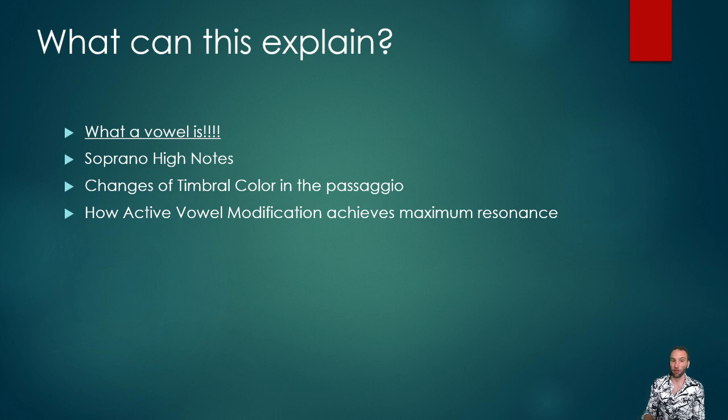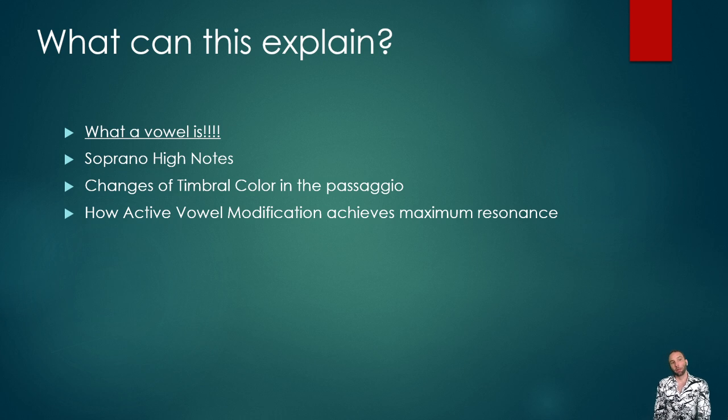Then going a step further, if we're going to start talking about how this affects pedagogy, we can talk about how soprano high notes change vowel colors because of the obvious true fundamental. We can talk about changes in timbral color in the passaggio with male voices. As soon as they hit their passaggio, their upper harmonics start to become resolved rather than rough, and that's a big aspect of it. And then we also change the spectral centroid to some of those harmonic peaks, and so we change vowel colors as we go through that.